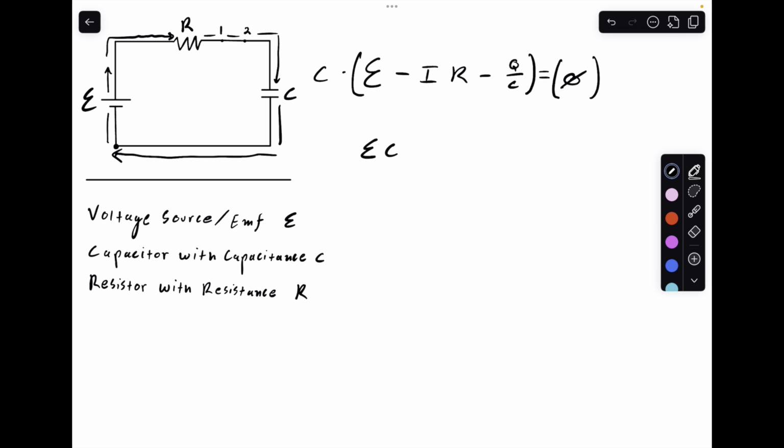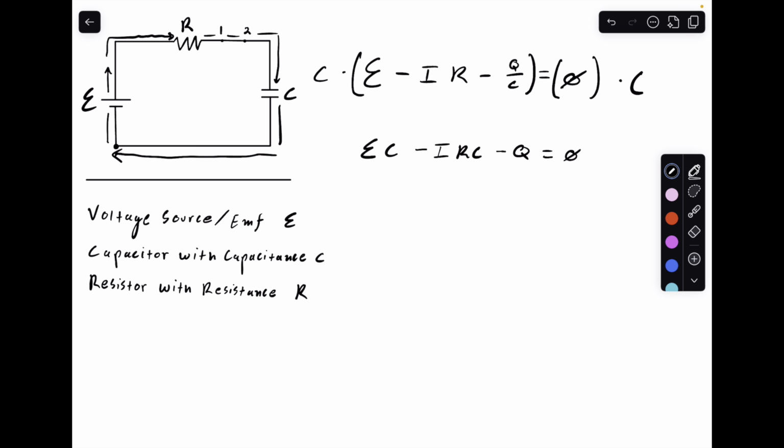Like this. And we're going to get EC minus I RC minus, and then C times Q over C is just Q. And then 0 times anything is 0. We're going to get this equation, right? Now, here is where the magic happens. Notice that we have I, current, in this equation, right?